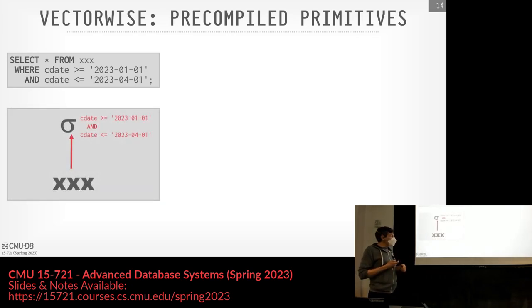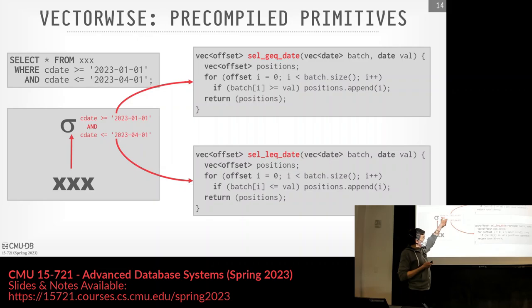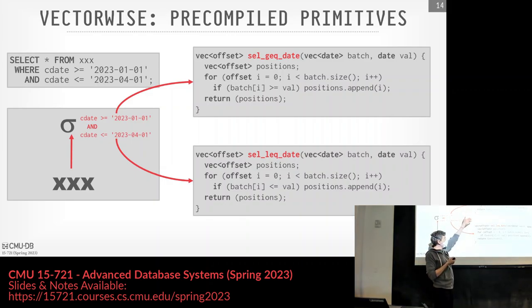And so if you were doing the precompiled primitives the way that VectorWise describes how it is done, you would have one primitive that does the greater than or equal to for the first date, and then another primitive would do the less than or equal to for the second date. And so what would happen is, for every single tuple or column batch you're processing in your loop, you would make a call into this function. You would get back your position list, then make another call into this function passing the previous position list, and then do that processing. So it seems kind of trivial, two function calls.